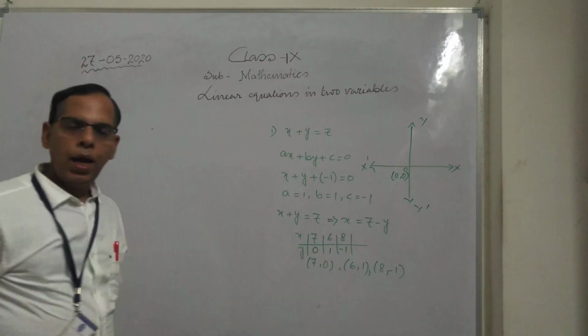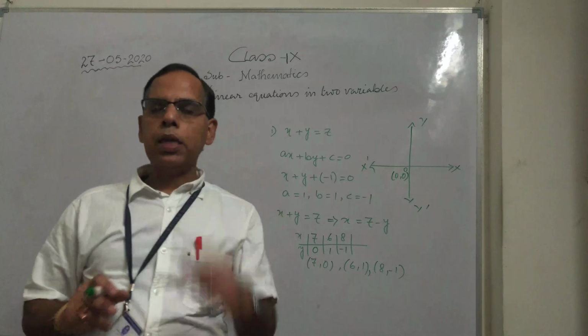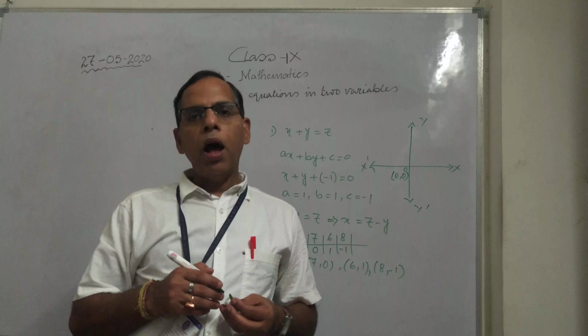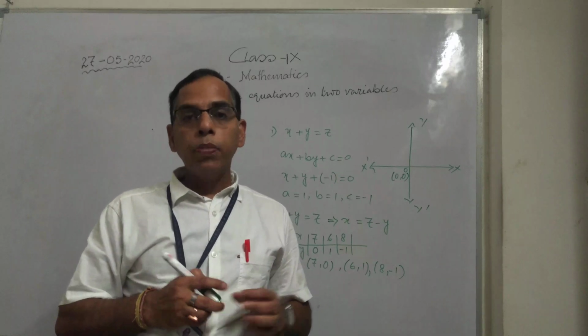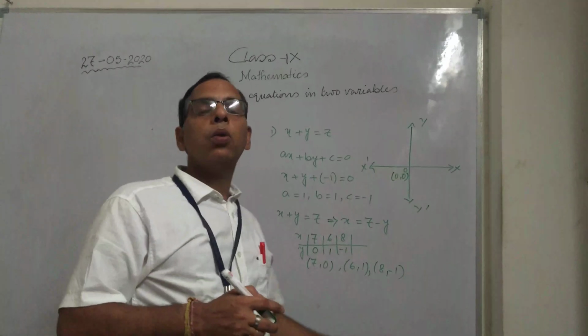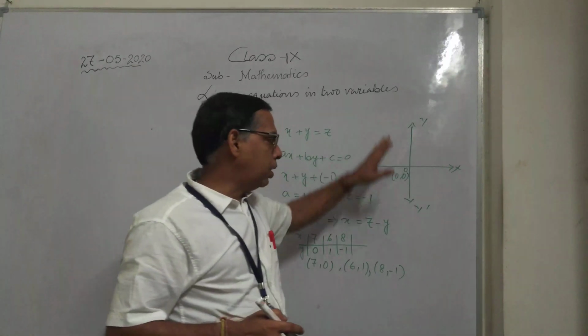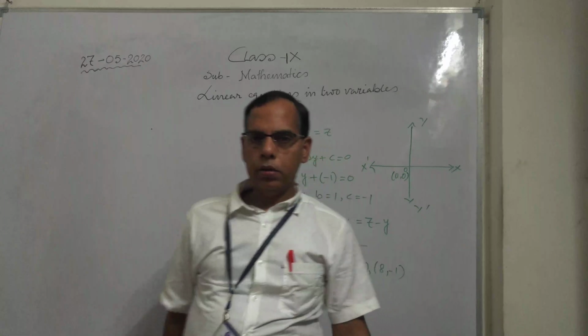And how do they intersect? They intersect at right angles. And in the graph, how do we count? It is in the anti-clockwise direction. This is the first, second, third, and the fourth quadrant.